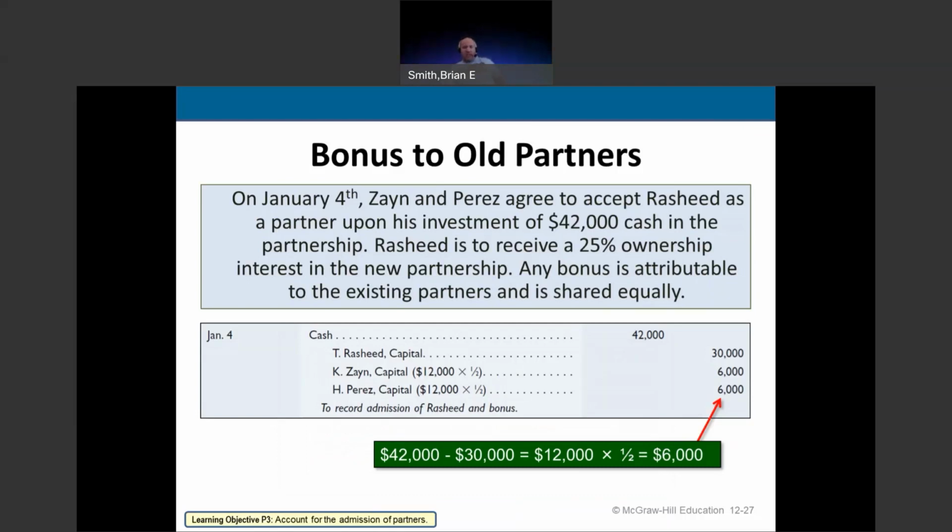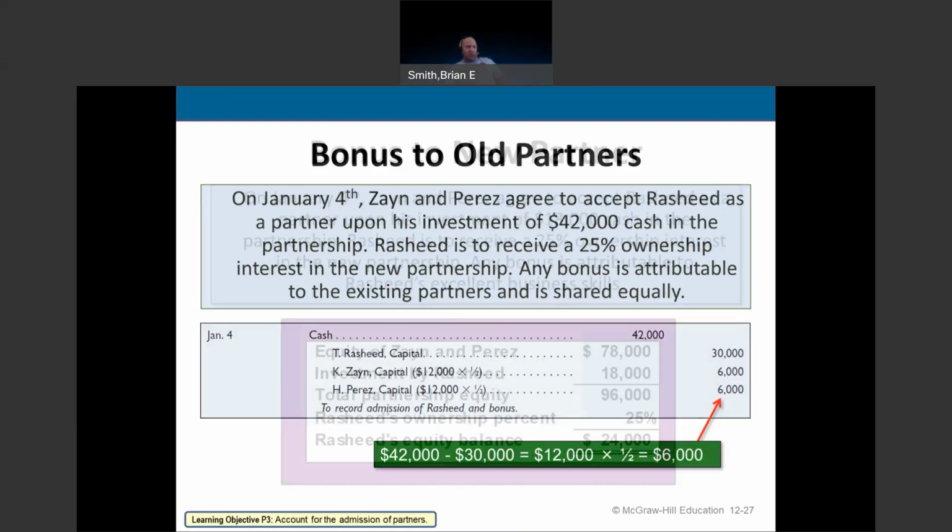And you can imagine what happens on the flip side, if Zane and Perez are begging Rashid to come in, they're going to have a debit to their capital balance so that the capital amount that Rashid has will exceed the amount of assets brought in. So let's look at that.